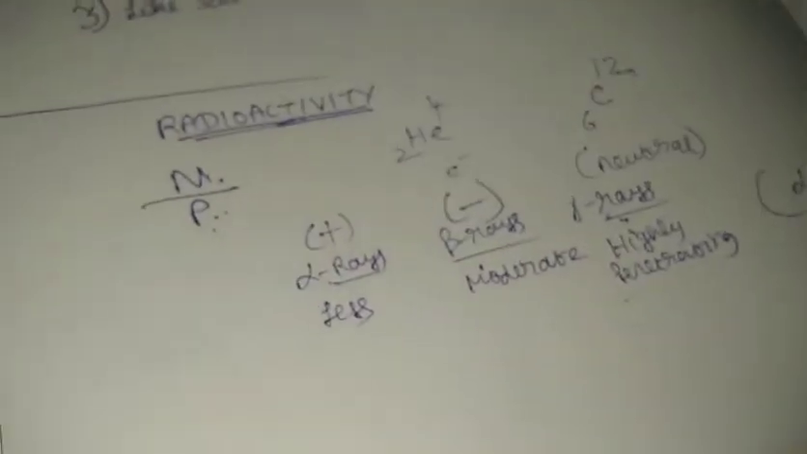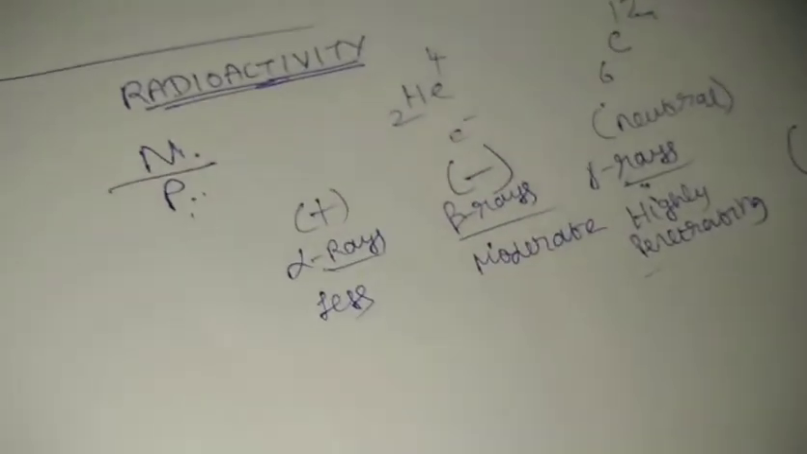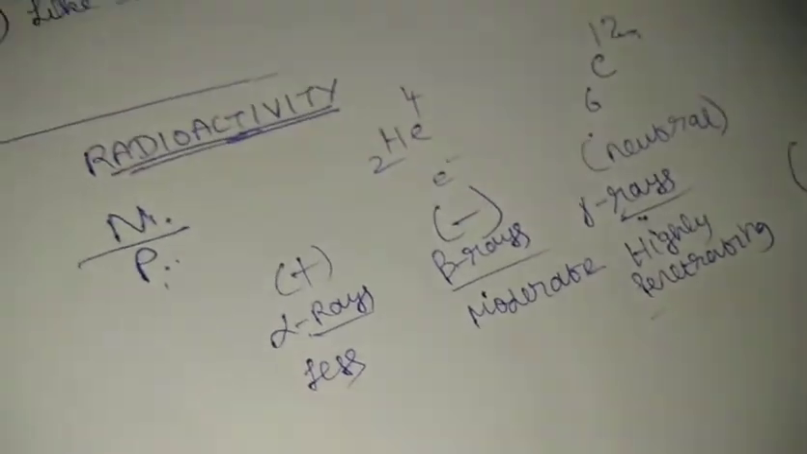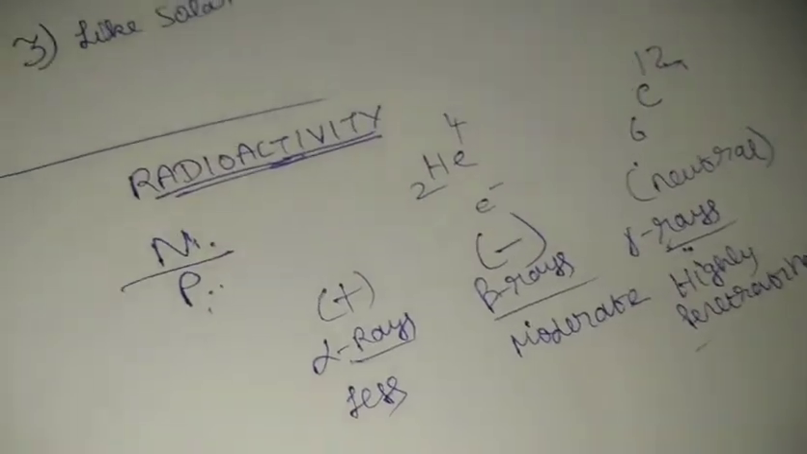The unit of radioactivity is the Becquerel. There are many units. There is also the Curie, which is named after the famous scientist Marie Curie. So that's all you need to know.